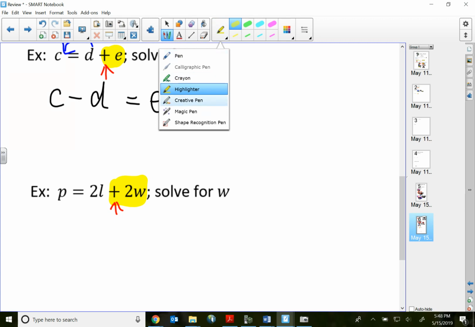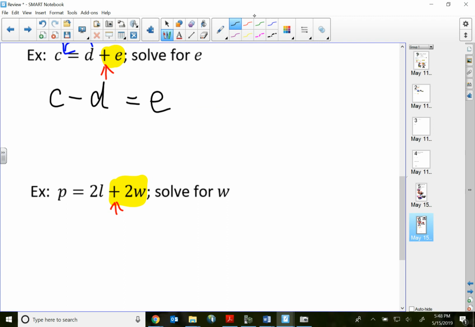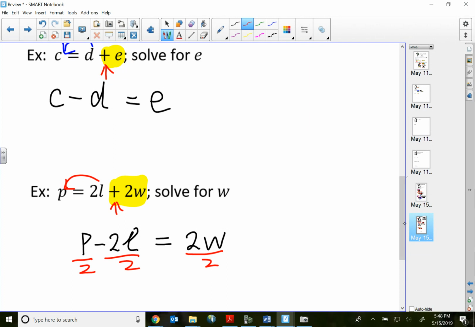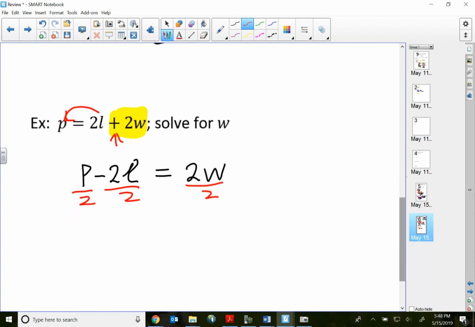So to get w by itself, the first thing I need to do is toss over the 2l to the other side. So I get 2w equal to, p is still on the left side, 2l comes over, becomes negative. Now the coefficient is 2, so all I have to do is divide every term by 2. So I can say the answer, w, is p over 2, or you can say half p minus l.